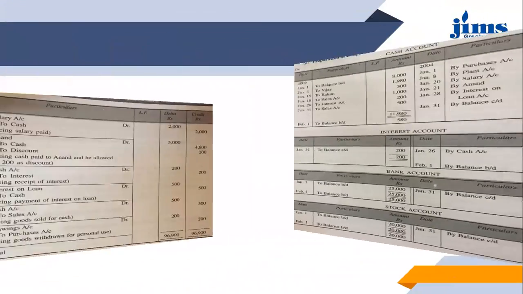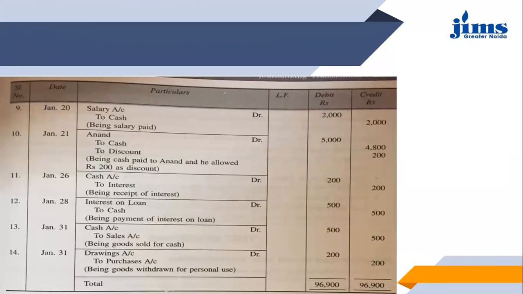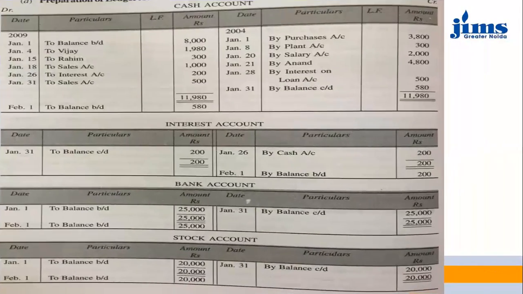Then the next journal entry is cash account debited to interest and interest on loan to cash. So interest in one entry, interest is debited with 200, credited with 200, and in the other entry, the interest is getting debited with 500. So let's take up the interest account.